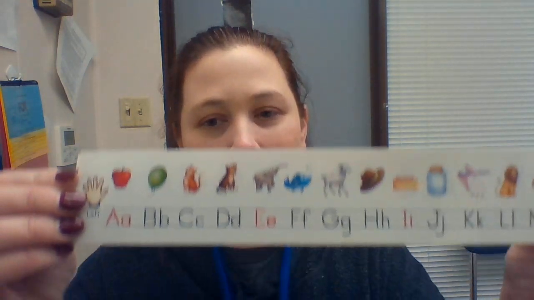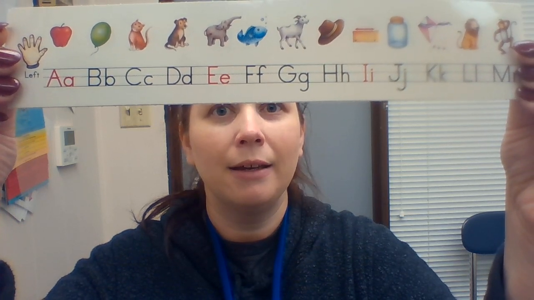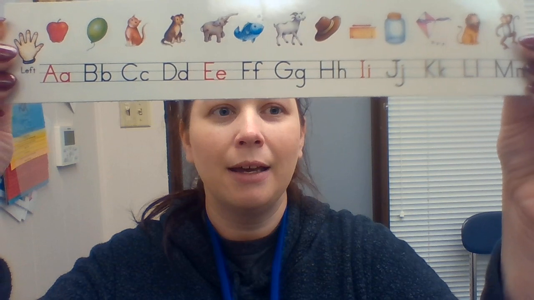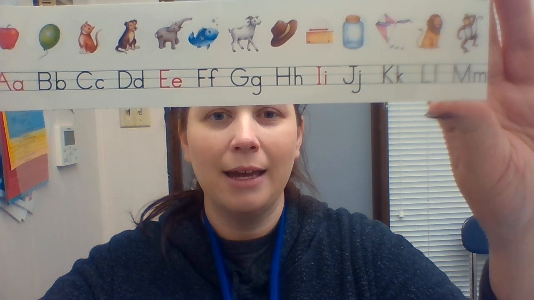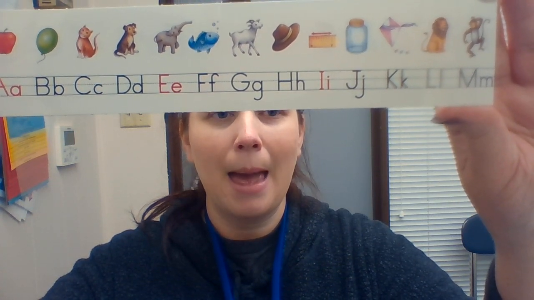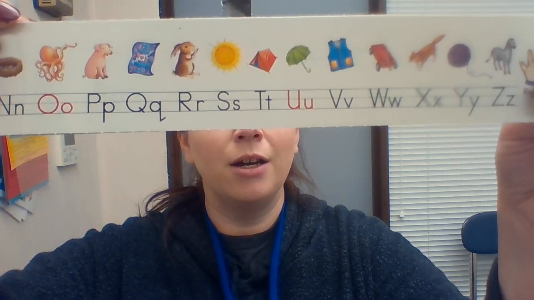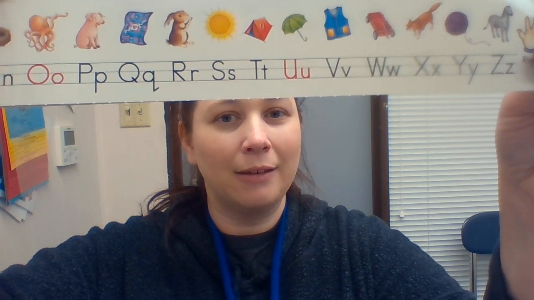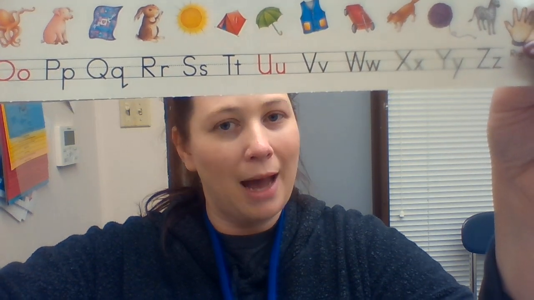Let's review the alphabet together. If you have an alphabet card, you can follow along with me. We have A, B, C, D, E, F, G, H, I, J, K, L, M, N, O, P, Q, R, S, T, U, V, W, X, Y, Z. Good job. Next we're going to talk about syllables in a word.